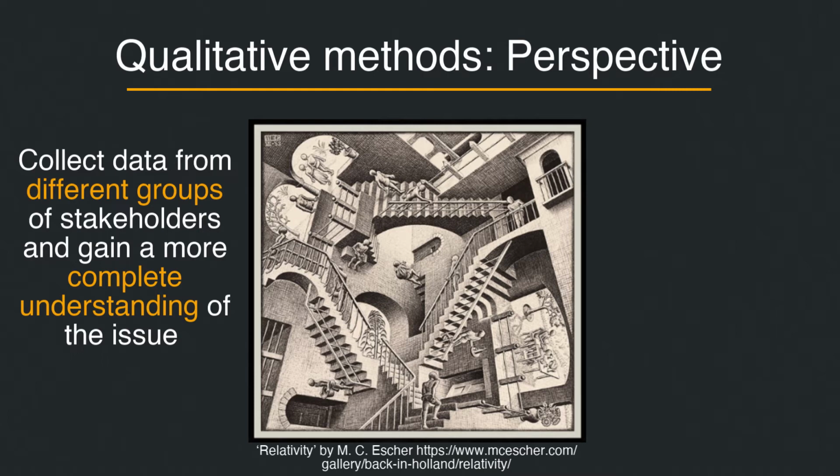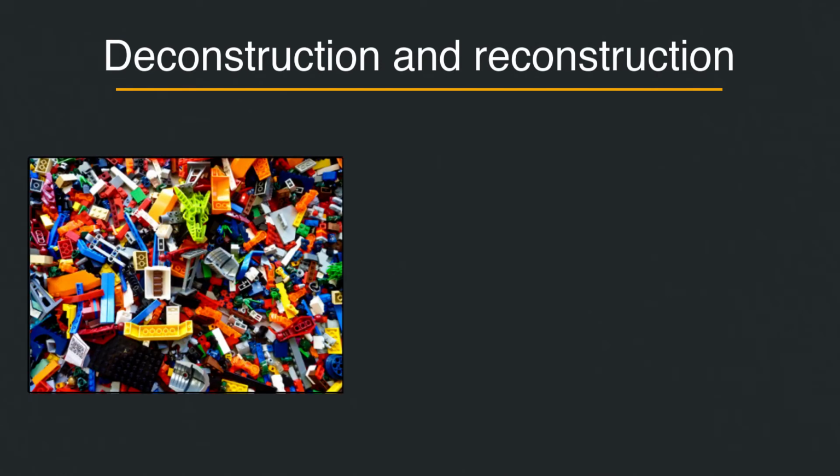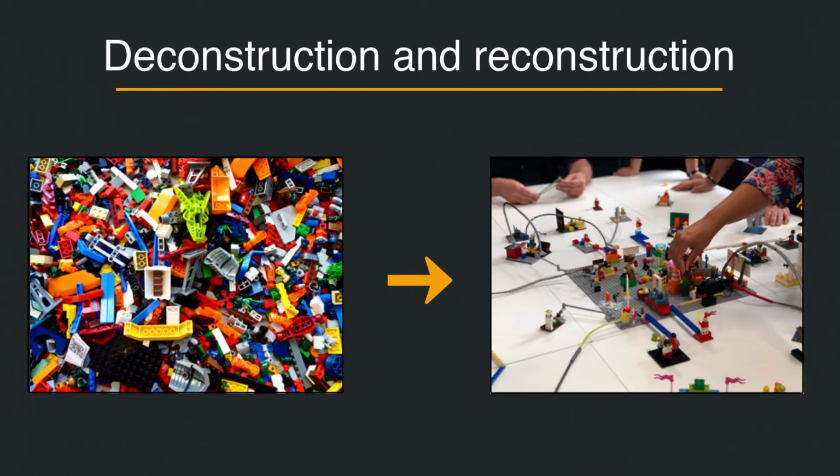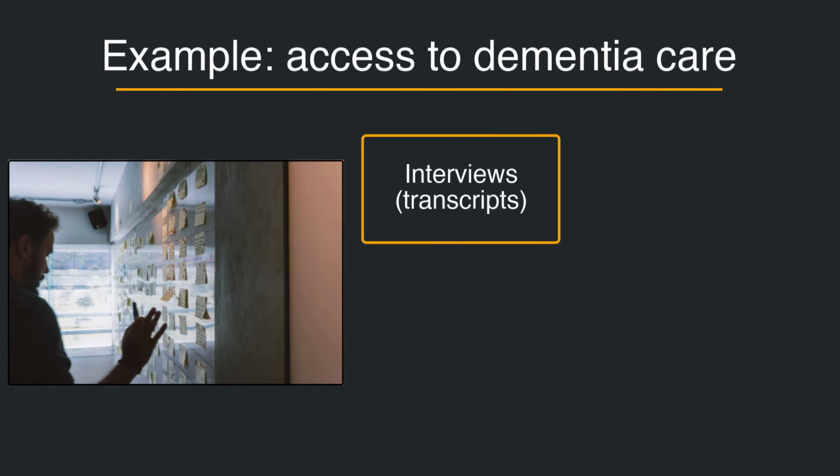Qualitative research can be compared to a deconstruction and a reconstruction. To understand a phenomenon, qualitative researchers break the phenomenon apart into its many pieces and then fit the pieces back together in a new way. In the example of access to dementia care, the qualitative data could consist of transcripts of interviews with 3 caregivers, 3 patients, 3 clinicians, and 3 hospital managers.